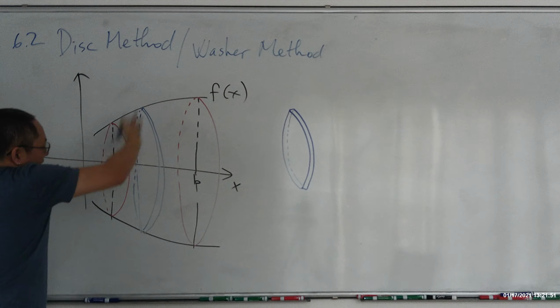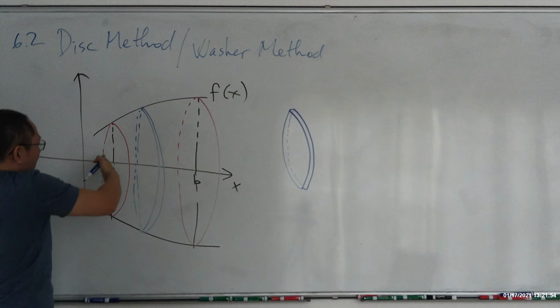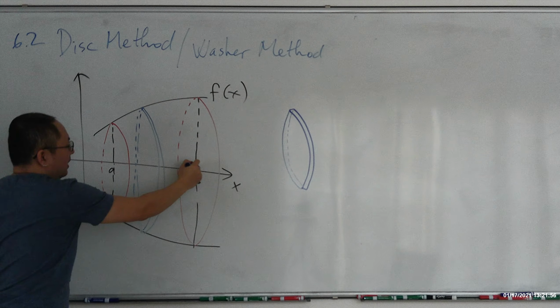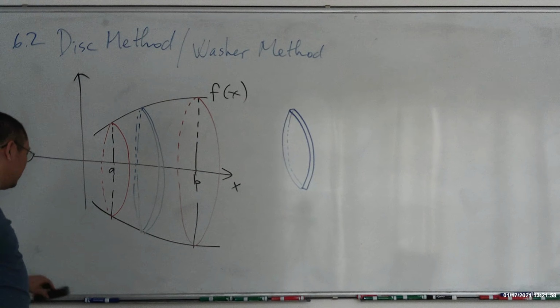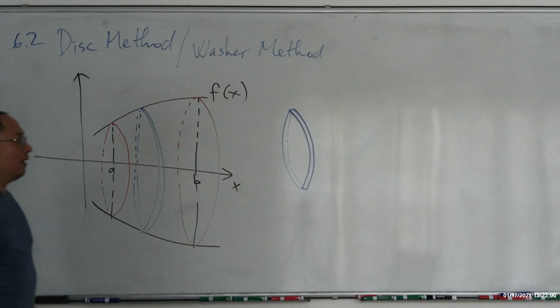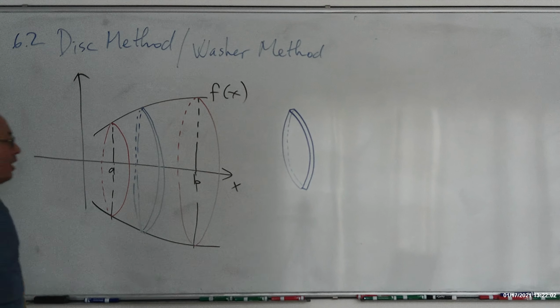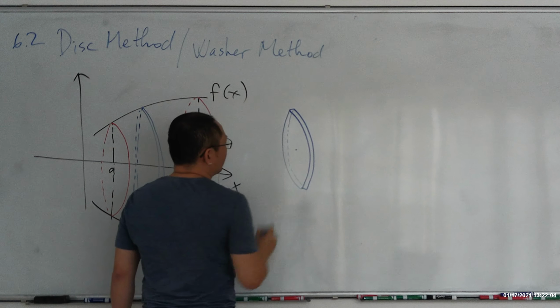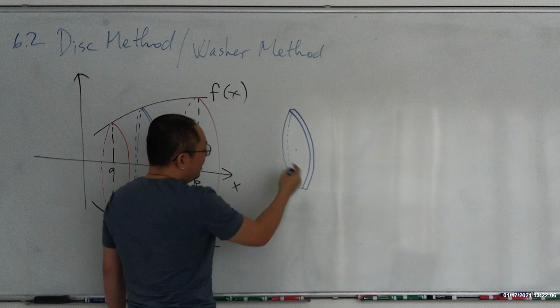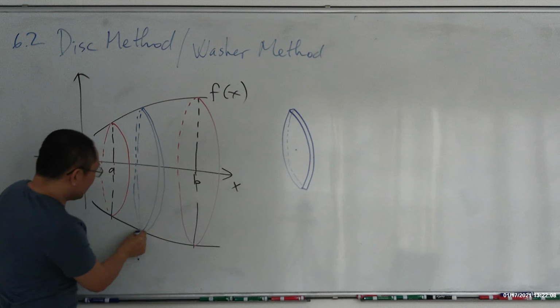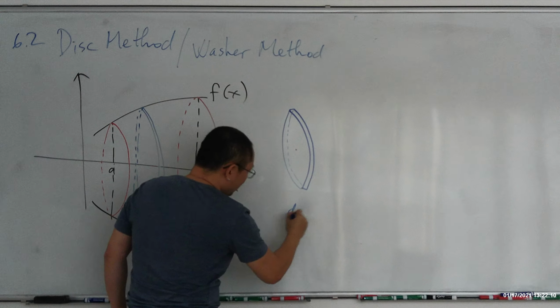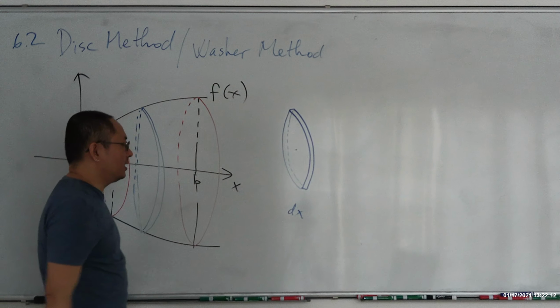And imagine that we chop it up into many little discs, all the way when x runs from a all the way to b. And then you add the volume of all the little discs together, and we have the volume of the entire object. So for one disc, how do we calculate the volume? The volume is the area times the thickness, is that right? We chop it out, the thickness is delta x, but as n goes to infinity it is dx.